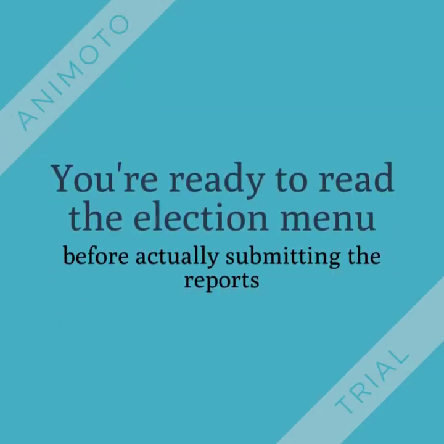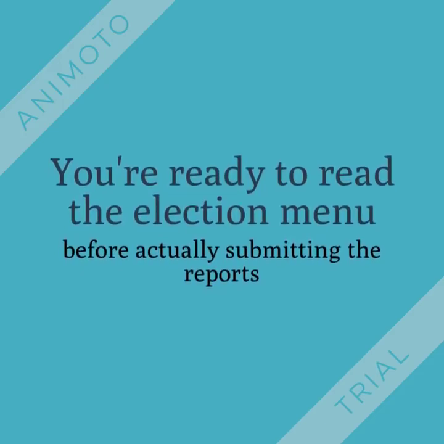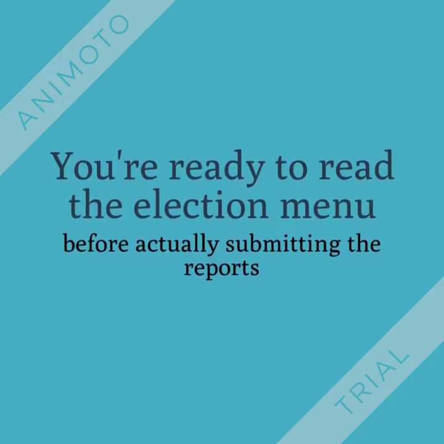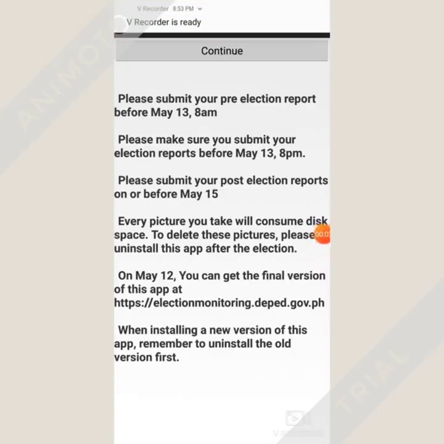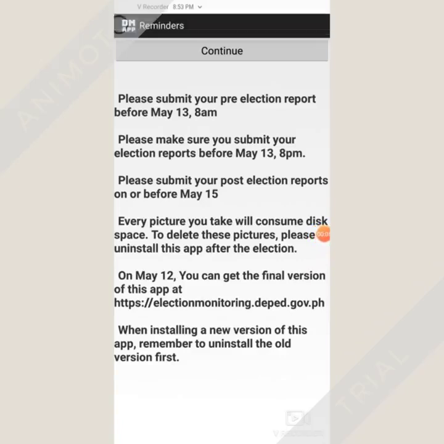After your successful registration to the application, now you have time to carefully read the election menu before actually submitting the reports. After that, you have this reminders page. Before you click on continue, you're asked to read all the reminders. You have to submit your pre-election report before May 13. That's the ideal time. And then the election reports just before 8 p.m. because the election ends at about 6. And then the post-election reports on or before May 15.